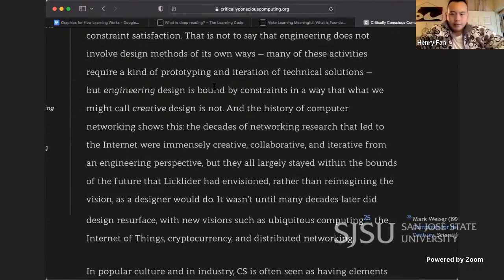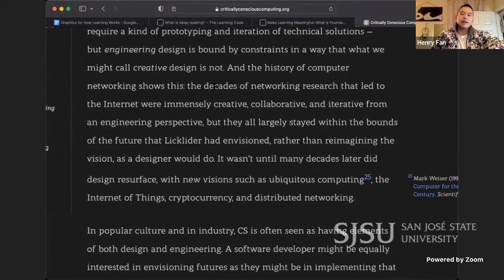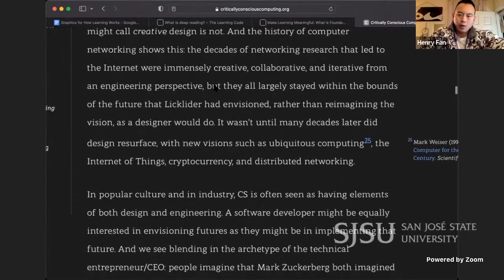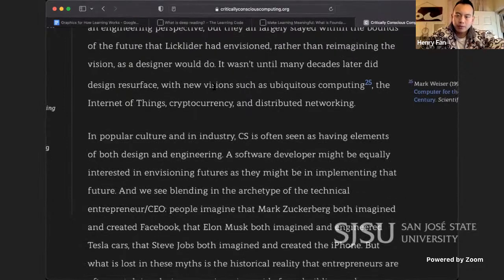And the history of computer networking shows this. The decades of networking research that led to the internet were immensely creative, collaborative, iterative, and inventive from an engineering perspective, but they all largely stayed within the bounds of the future that Licklider had envisioned, rather than reimagining the vision as a designer would. It wasn't until many decades later that design resurfaced, with new visions such as ubiquitous computing, the Internet of Things, cryptocurrency, and distributed networking.